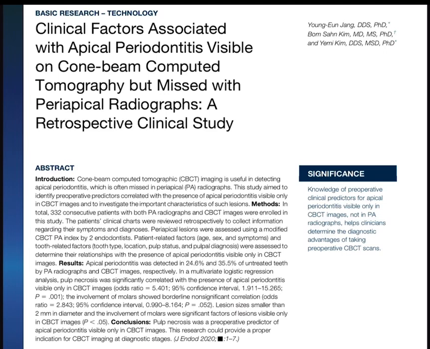And for the most important finding, they found that lesion sizes smaller than 2 millimeters in diameter and the involvement of molars were significant factors of lesions visible only in CBCT images.